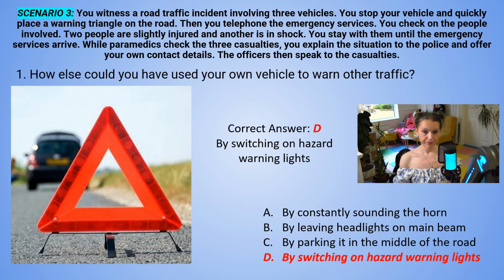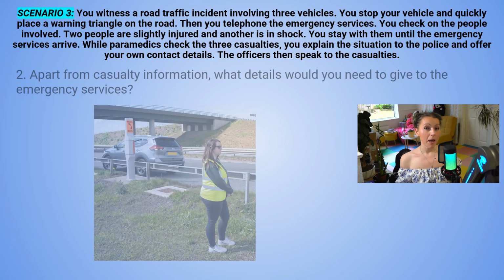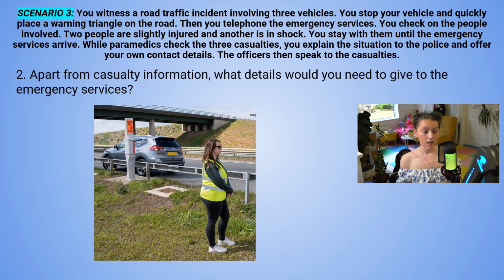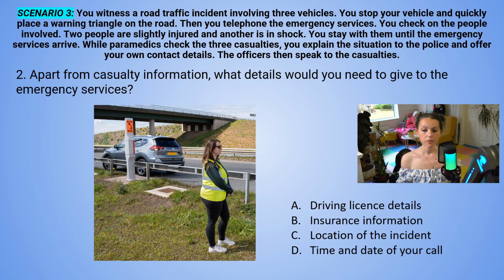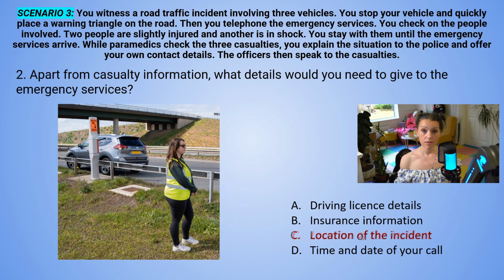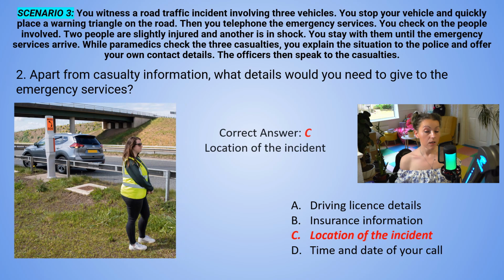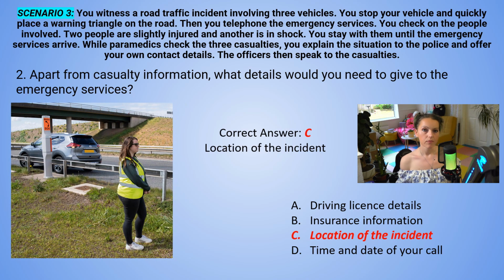Question number 2. Apart from casualty information, what details would you need to give to the emergency services? A. Driving license details. B. Insurance information. C. Location of the incident. Or D. Time and date of your call. And the correct answer is C. The location of the incident.